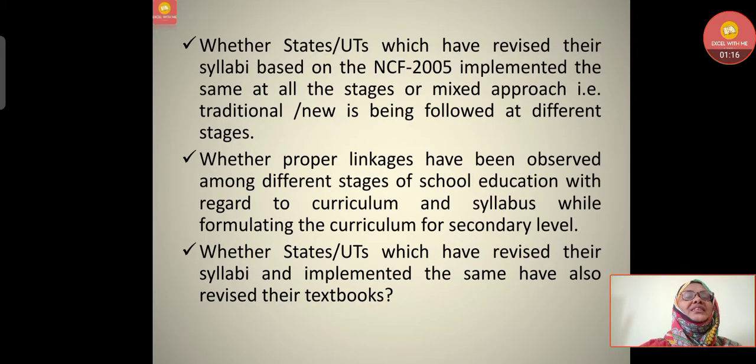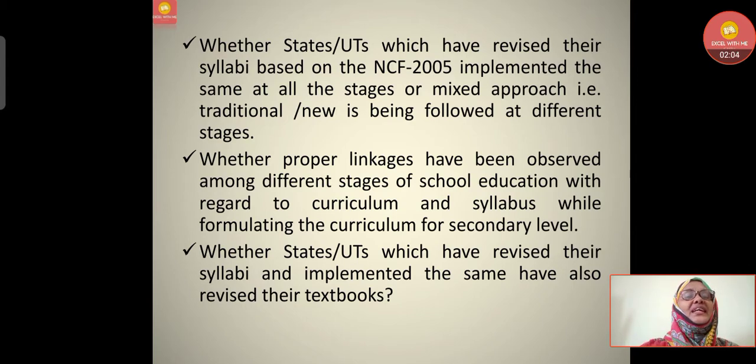And the next one, whether states or union territories which have revised their syllabi based on the National Curriculum Framework 2005 implemented the same at all the stages or mixed approach, that is traditional or new is being followed at different stages. That means whether the states are following the revised syllabus which is suggested by National Curriculum Framework 2005, whether it is implemented at all stages or a mixed approach is taken up, that is traditional plus new, that is followed at different stages. That is the question here to be answered.